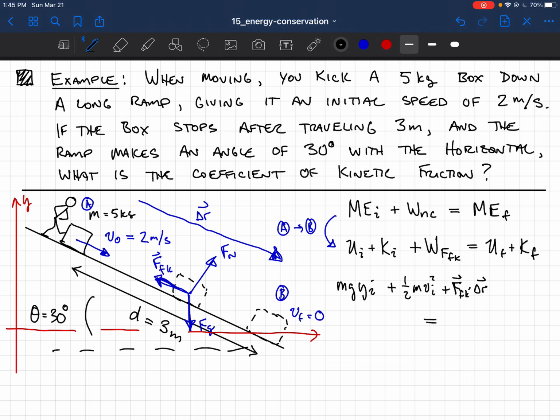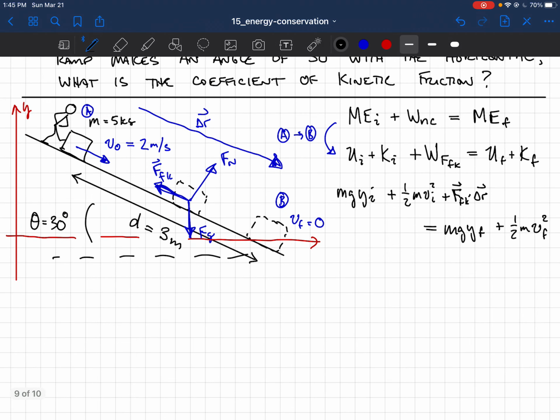And then we have U final is mg y final, and kinetic final is 1/2 m v final squared. So let's write all those things out. So mg y initial, well, it starts out right here. That's what my y initial value is. And I don't know exactly what that is, but maybe I can write it in terms of d instead.